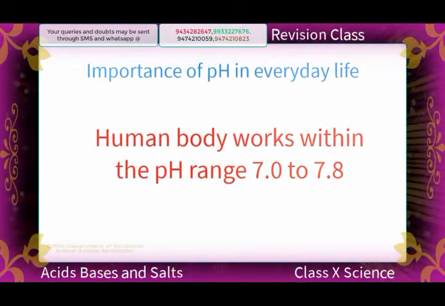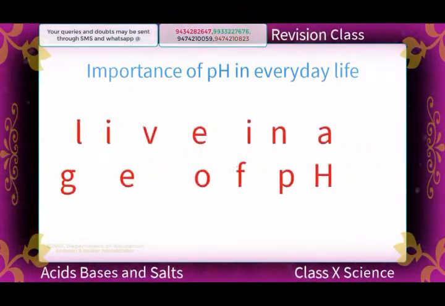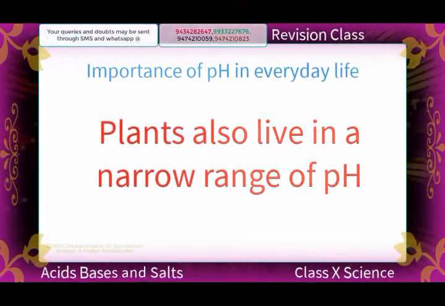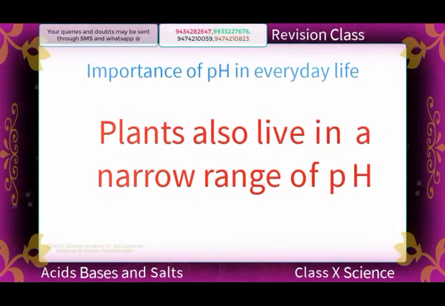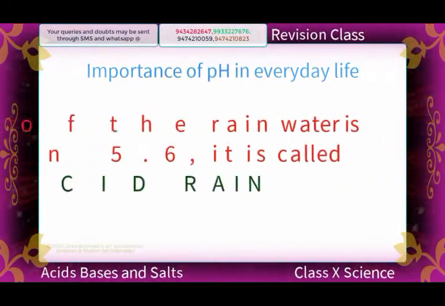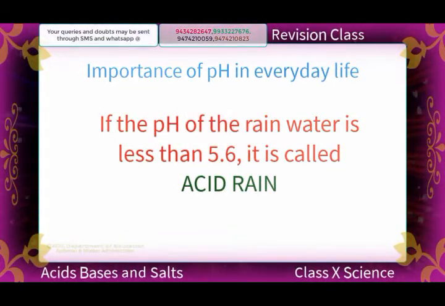If the pH of the soil changes, then the plants living in that soil get affected. Even the plants can die. So maintaining pH either in the soil for the growth of the plants or in the living organism, that is the animals, is very important. When the pH of the rainwater is less than 5.6, it is called acid rain. When acid rain flows into the river, then it can affect or harm the aquatic life forms such as fishes.